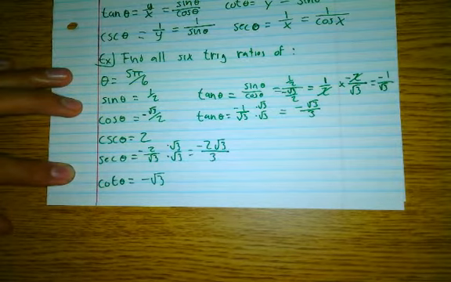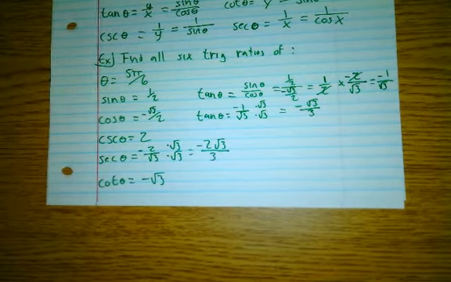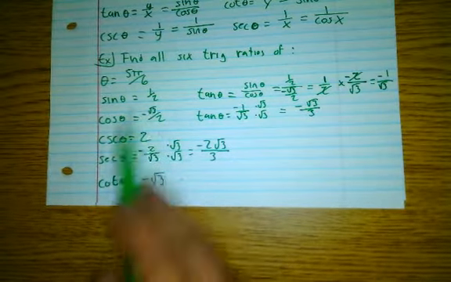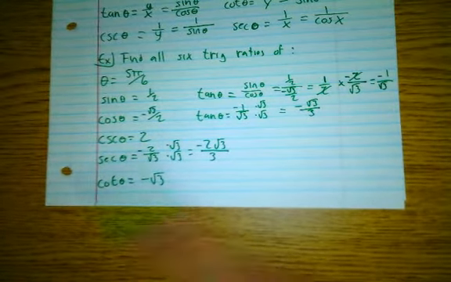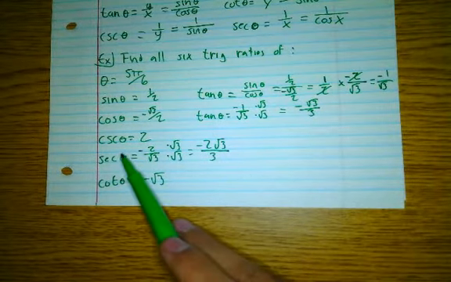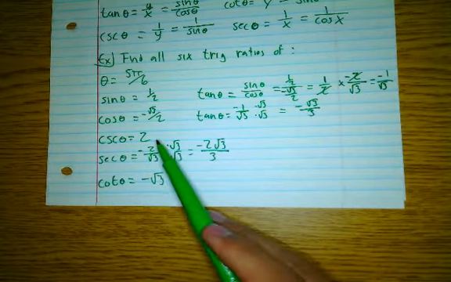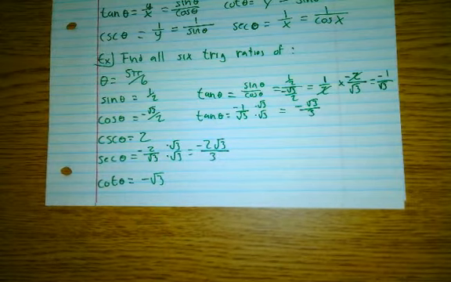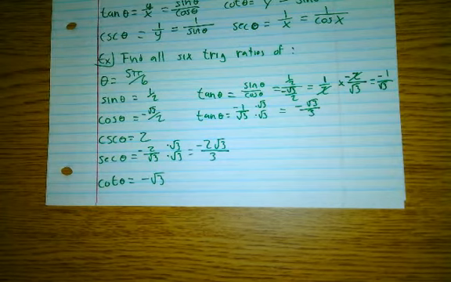The sine of 5 pi over 6 is 1/2. The cosine of 5 pi over 6 is negative root 3 over 2. The tangent of 5 pi over 6 is negative root 3 over 3. The cosecant of 5 pi over 6 is 2. The secant of 5 pi over 6 is negative 2 root 3 over 3. And the cotangent of 5 pi over 6 is negative root 3. Cool? All just from one unit circle.